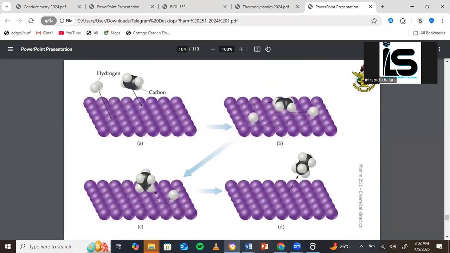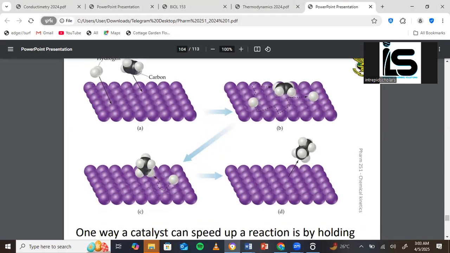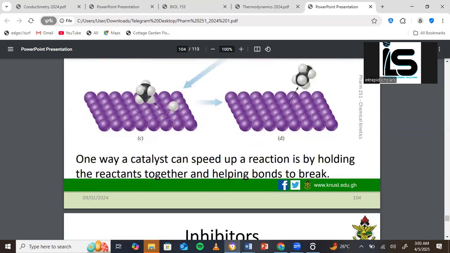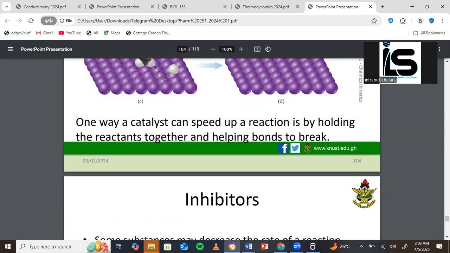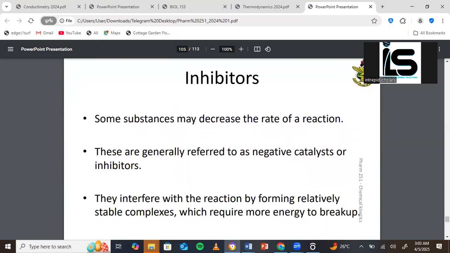Now, this one is a pictorial representation of how a catalyst helps. The catalyst is the purple background that we have here. It can accommodate the reacting species, help in the breaking of bonds, and then help in the formation of bonds, quickening the breaking and the formation of bonds. So one way a catalyst can speed up a reaction is by holding the reactants together and helping to break the bonds.